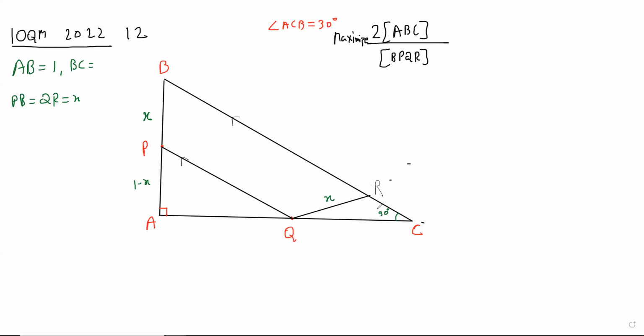Sir, isn't BC 2? Absolutely. BC is 2. You can use trigonometry to say that quickly, or if you don't want to use trigonometry, you can also say it otherwise, but we use trigonometry. BC is 2. Okay, so how much is PQ? PQ is 2 times 1 minus x, right? Yes. And then what else do we need to know?